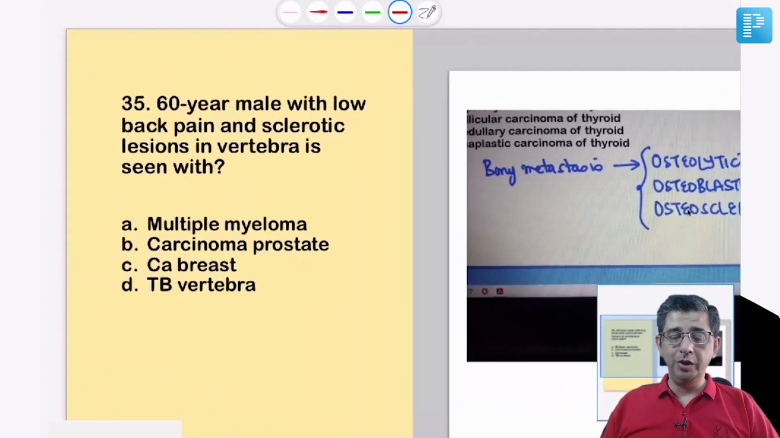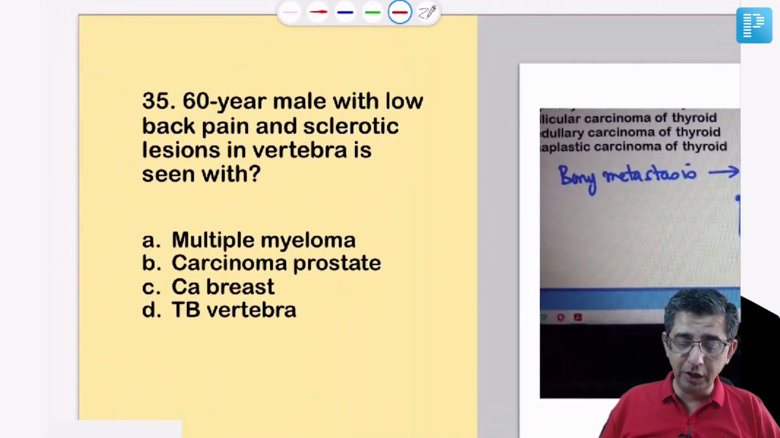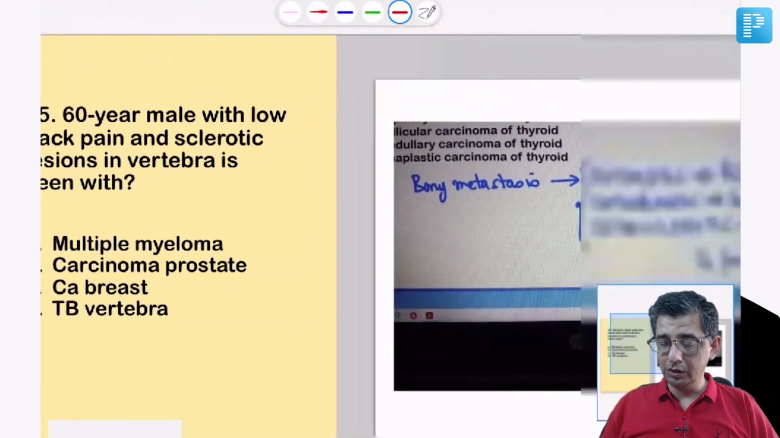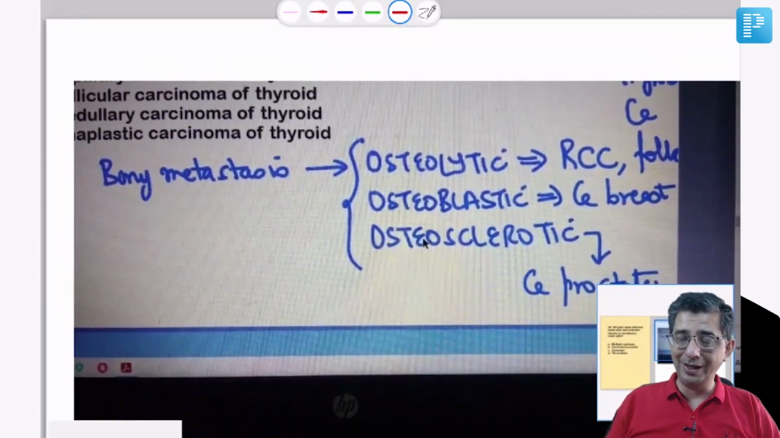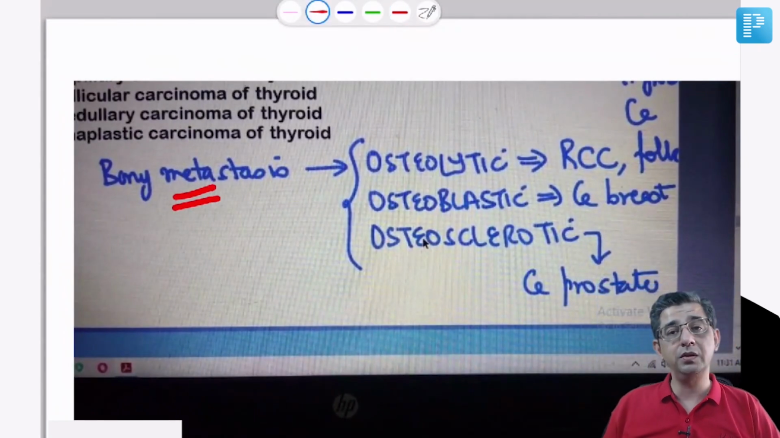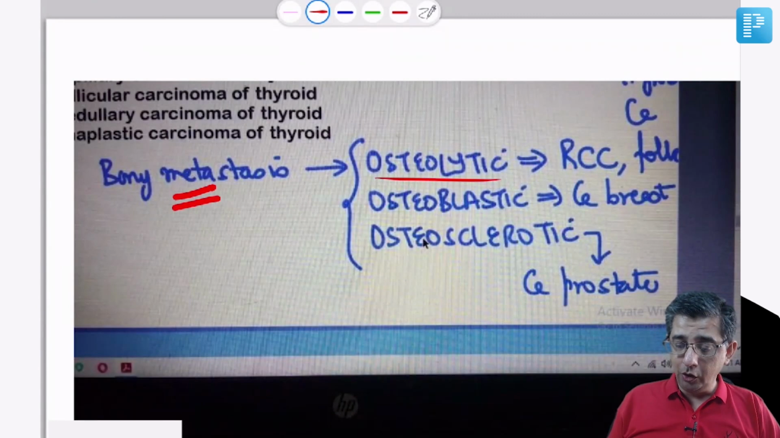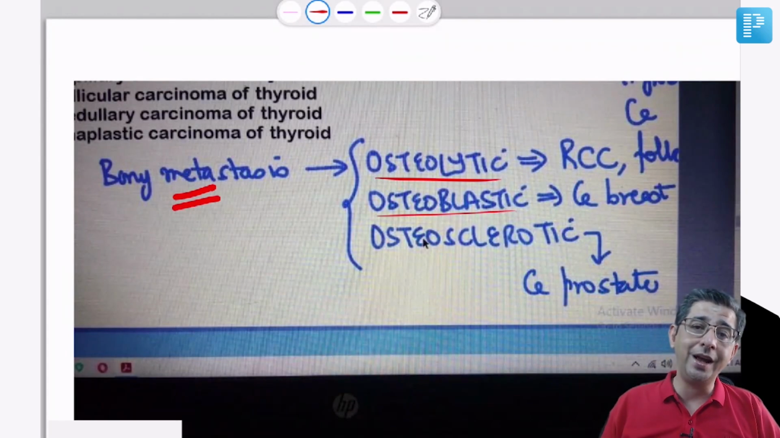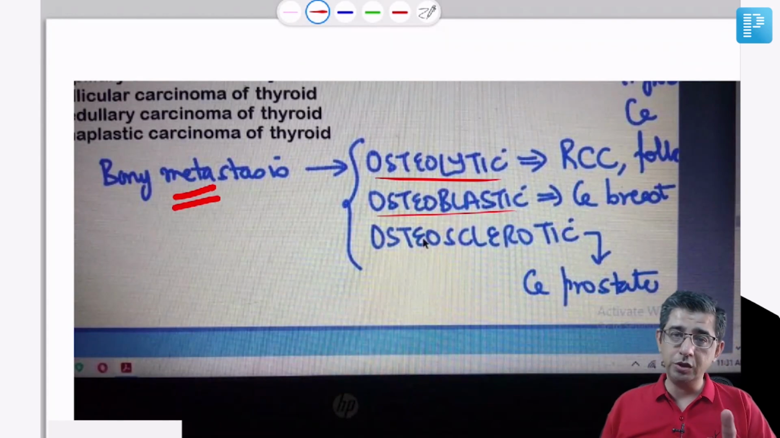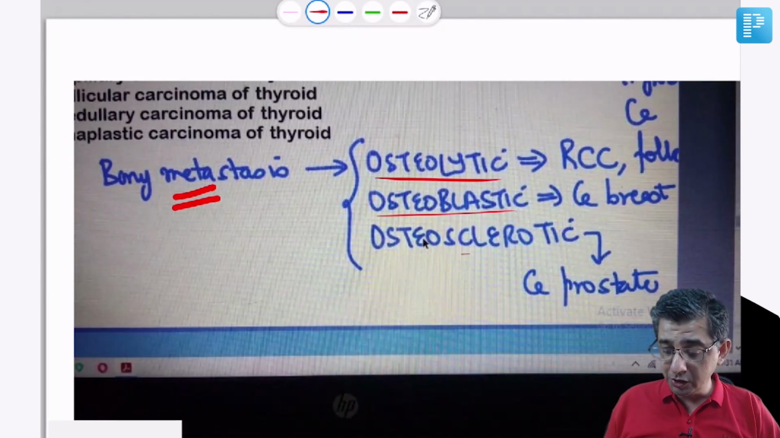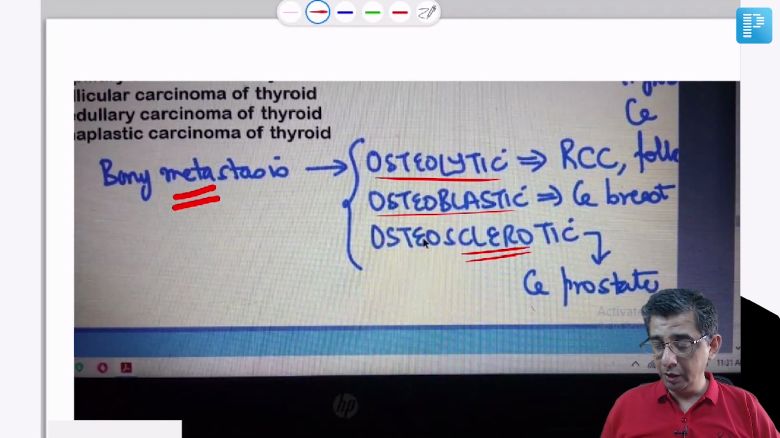The next question talked about a 60-year-old male with low backache with sclerotic lesions in the vertebra. This is, well, what I've discussed also, the lytic lesions, bony metastasis. It could be osteolytic, osteoblastic, and most people tend to read only two of these, and they neglect the third one. Osteolytic secondaries are renal cell carcinoma. Osteoblastic is breast cancer, but when it comes to prostate cancer, breast cancer can be both osteoblastic and osteolytic, you know that. I put which is more predominant. When you read the word osteosclerotic, it's going to be prostatic cancer.